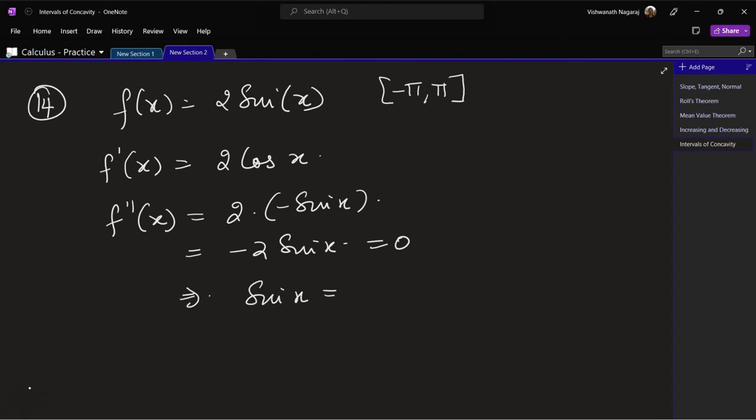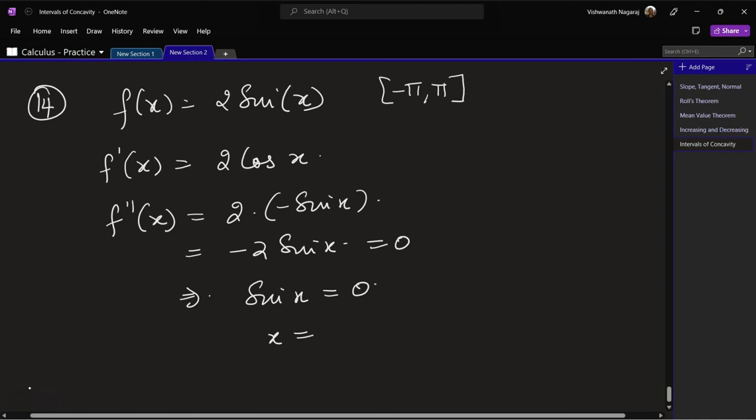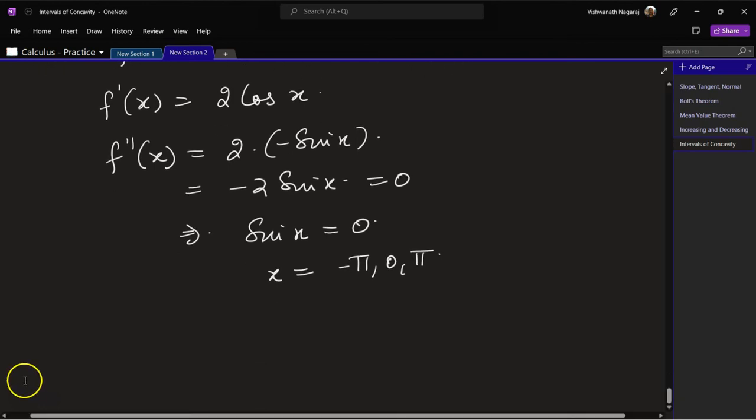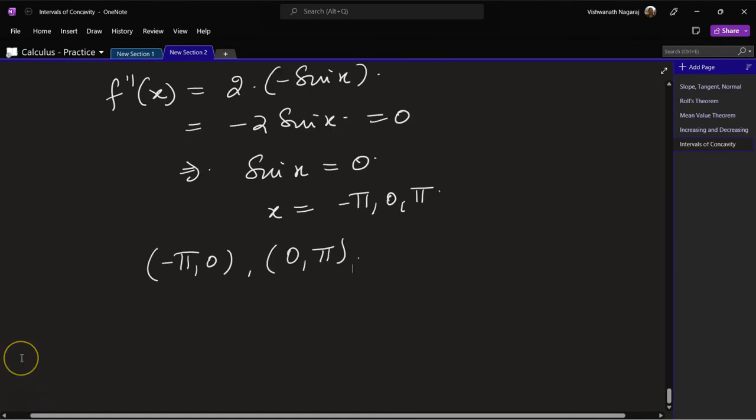Sin x is equal to 0, which means x is equal to minus pi, 0, pi. So the intervals are going to be minus pi to 0, and 0 to pi. Now f double prime of x is equal to minus 2 sin x.